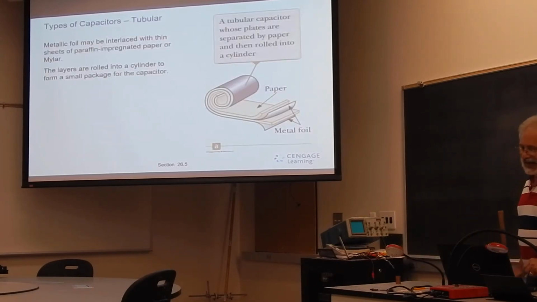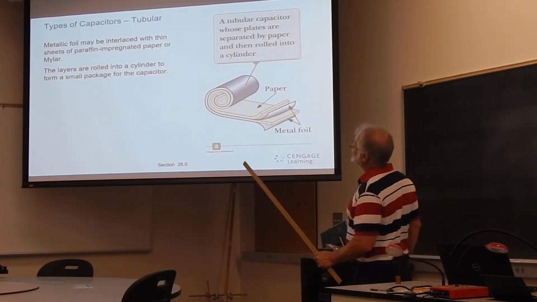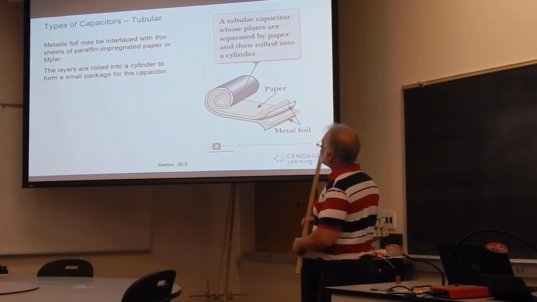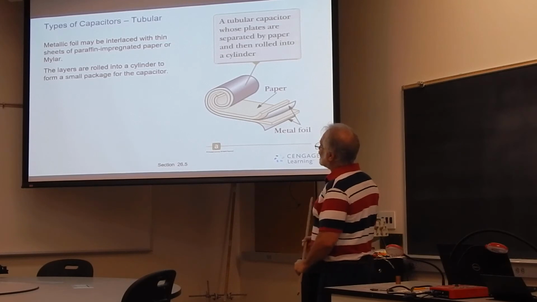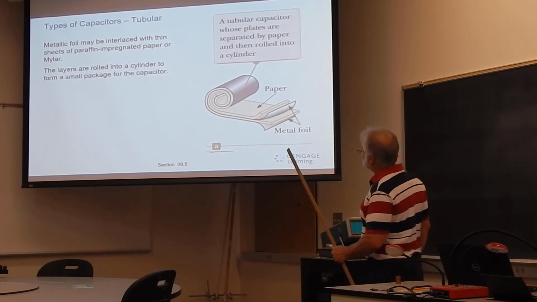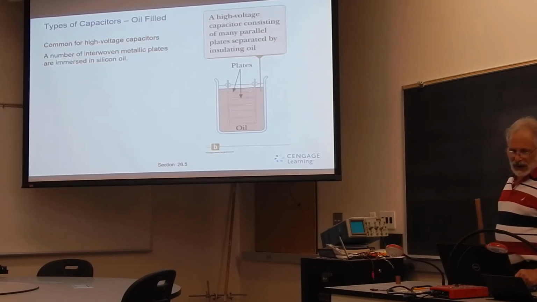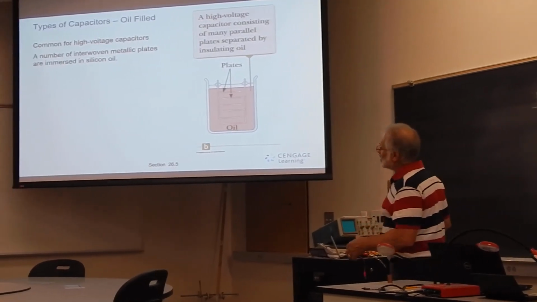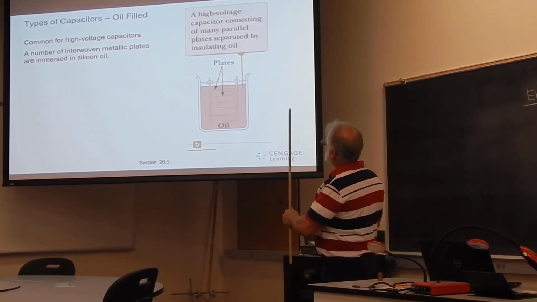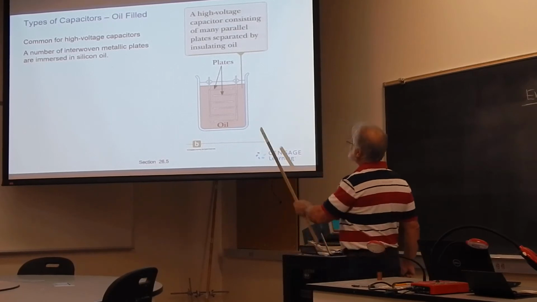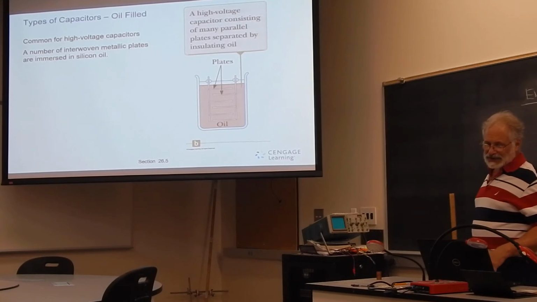I can talk about different types of capacitor. Oftentimes we have a tubular capacitor that's cylindrically shaped. We can use a metal foil, interlace it with sheets of paraffin, which is a good dielectric, and roll it into a capacitor. This is a very common type of capacitor. Another type used for high voltage purposes are oil capacitors. So we have metallic plates that are interwoven with silicone oil. And those, as I say, are used in high voltage applications.